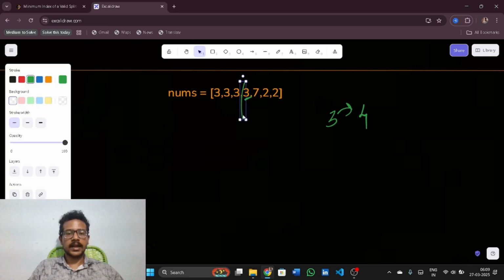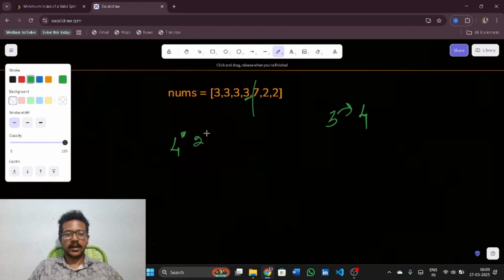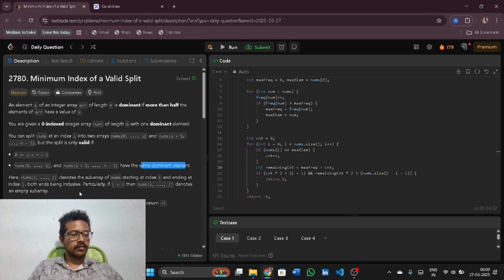Now let me go through another index. Here I have 4 into 2, where 4 is the frequency. 4 into 2 is greater than 4. Is it so? Yes. And here it is 0 times. 0 into 2 is 0 anyway. Here also 0, here also 0, here also 0. So there is no valid split. At this moment I write -1. They asked for the minimum index of a valid split.